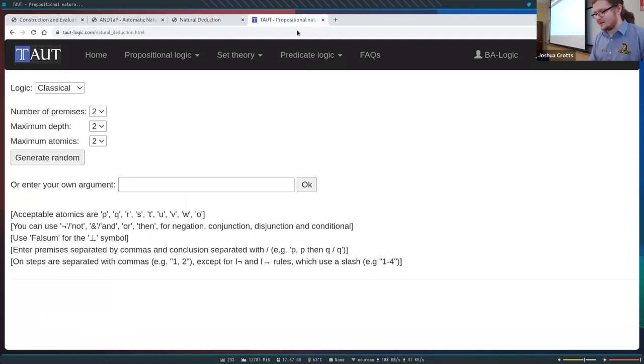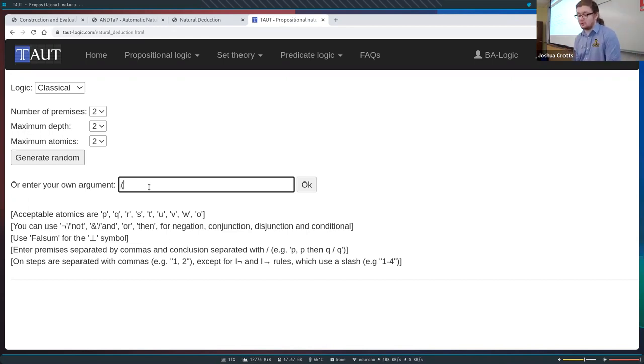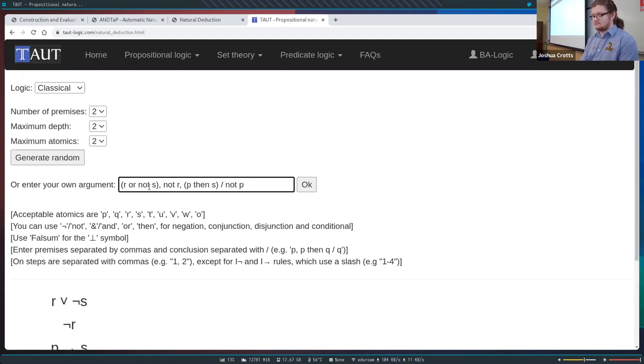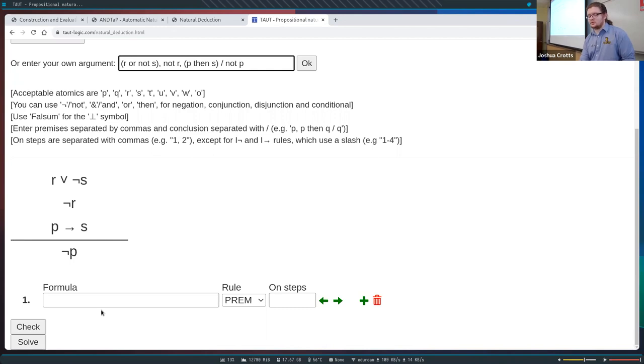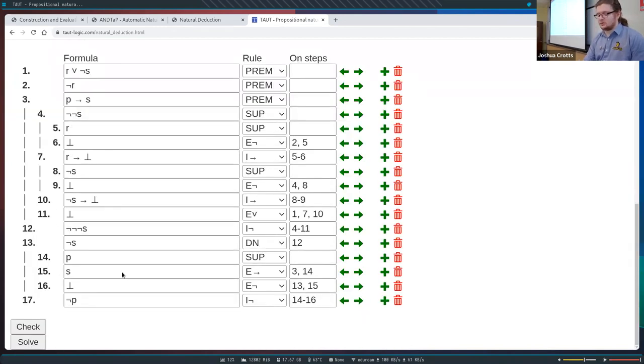All right, and this is TAUT Logic. This was the only system that we tested that actually had both propositional and predicate logic support. Another thing is that we have to use these atoms here. We can't use A, B, C, D, and so on, which is an odd restriction, but we'll do that. So let's do R or not S, not R, P then Q, or P then S, therefore not P. And it shows the proof, and you can do it yourself, or you can solve it.